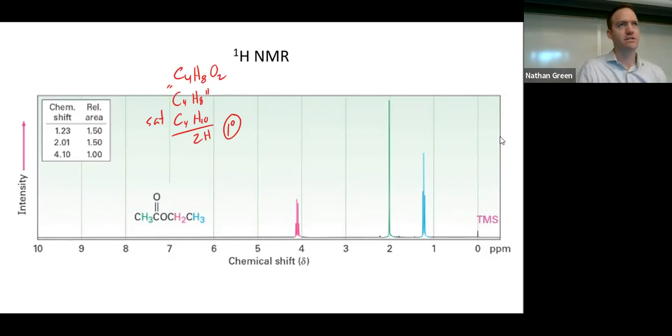This degree of unsaturation tells us we either have a ring or more likely a double bond, right? And since we have 2 oxygens in here, I'm thinking a double bond between a carbon and an oxygen. That's just a good guess.